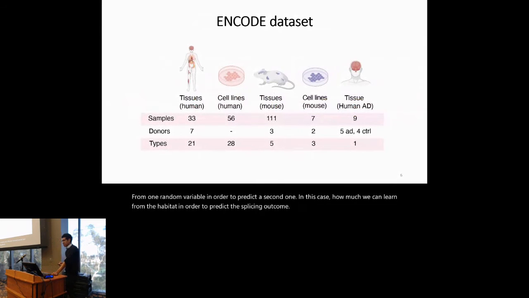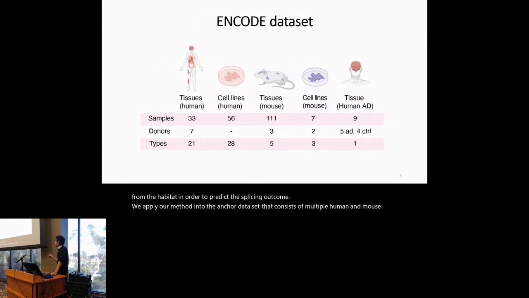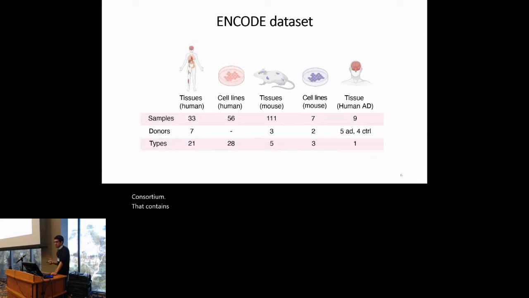We applied our method to the ENCODE dataset that consists of multiple human and mouse samples. That includes multiple human tissues, cell lines, and also a small Alzheimer's disease consortium cohort that contains 5 AD patients and 4 controls.